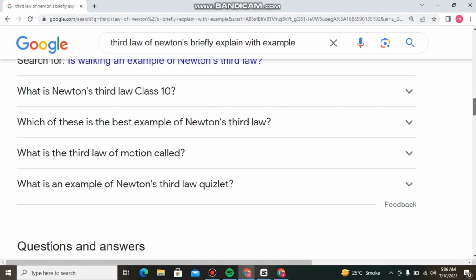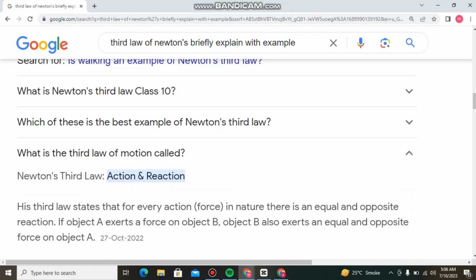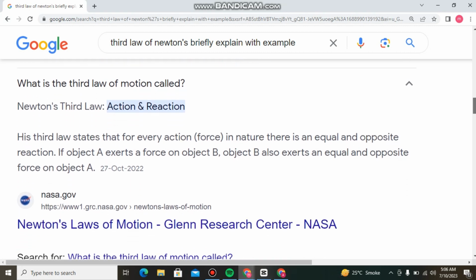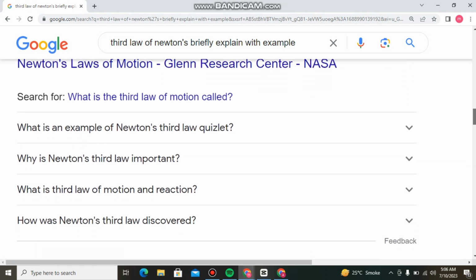Next we have, what is the third law of motion called? Newton's third law, action and reaction. His third law states that for every action force there is naturally an equal and opposite reaction. If object A exerts a force on object B, then object B also exerts an equal and opposite force on object A. So which means every action has a reaction.